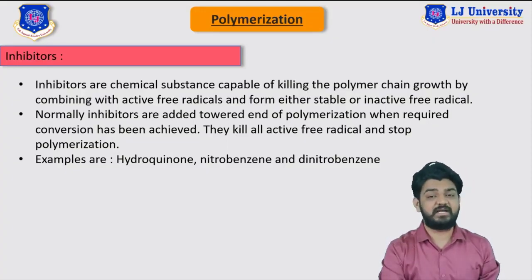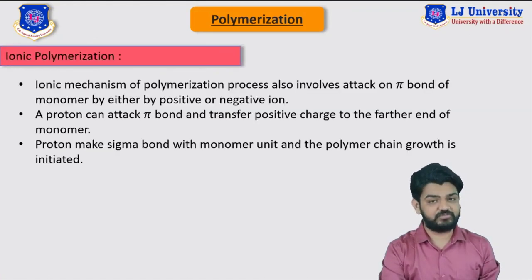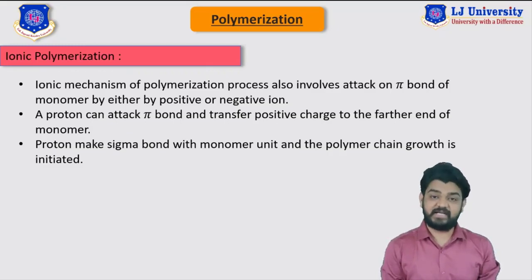Now, having said that, let's move to the next type of polymerization process, and that is ionic polymerization. Well, we have already said that this addition polymerization process has 3 types. The first one is known as the addition polymerization process.